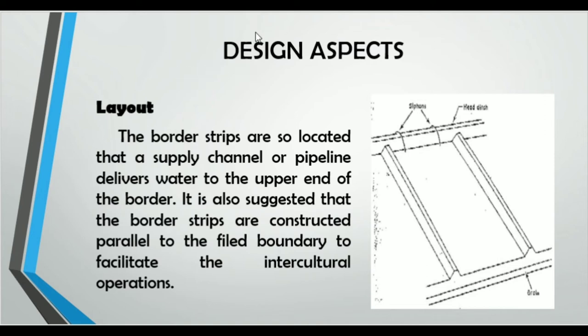First, the design aspects. Under design aspects, we have the layout. The border strips are located so that a supply channel or pipeline delivers water to the upper end of the border. It is also suggested that the border strips are constructed parallel to the field boundary to facilitate the intercultural operations. So the layout, we will be following certain rules here. So it should be located at a supply channel or pipeline that delivers water from the upper end so that the water supply will be continuous all throughout from the head ditch going through the tail end.